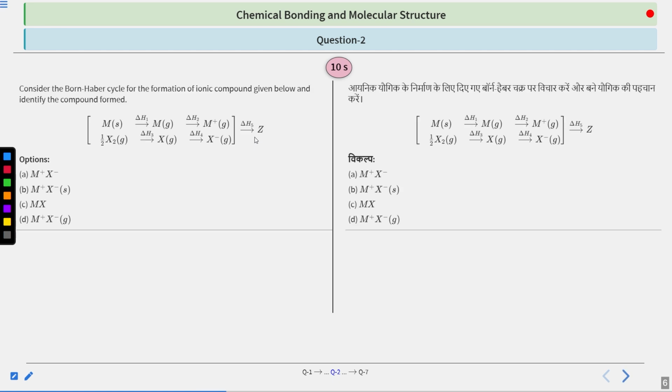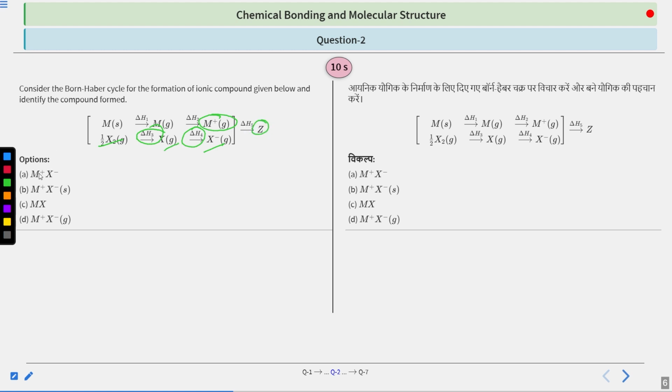Question number 2 says: consider the Born-Haber cycle for the formation of an ionic compound given below and identify the compound formed. We go from M solid through delta H1 to M gaseous, and delta H2 gives M plus gaseous. Similarly, starting from half X2 gaseous, delta H3 gives X gaseous and delta H4 gives X minus gaseous. Now we combine both of these to get Z. We have to identify Z.